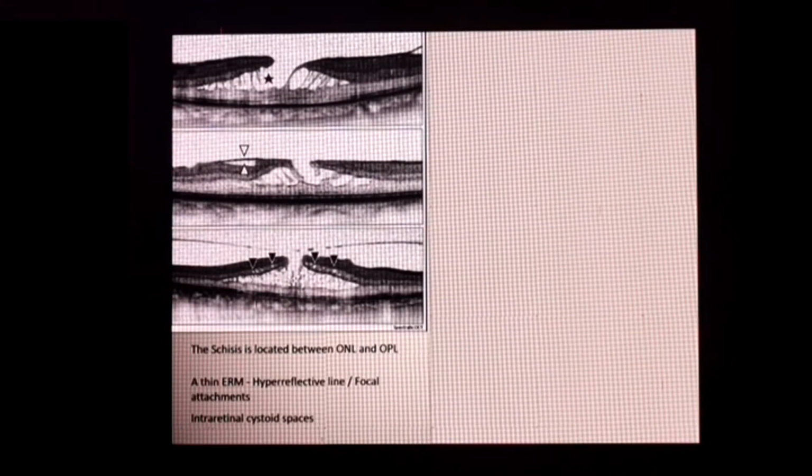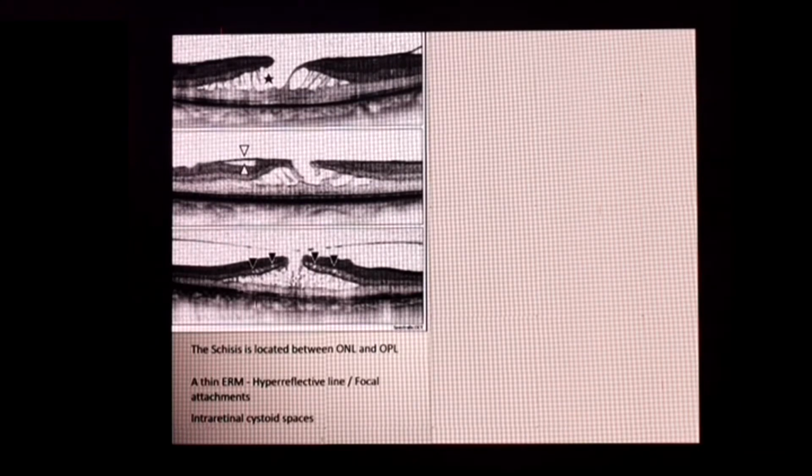And then you can see that in the tractional appearance, there was the schisis located between the two layers, as I just said. A thin ERM, like Dr. Mps just mentioned while moderating the previous session, a thin hyporeflective line with focal attachments indicative of traction, and intraretinal cystic spaces like here.